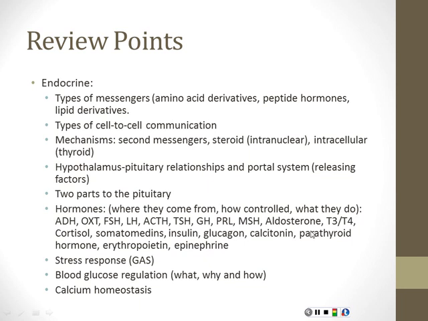Calcium homeostasis is accomplished by calcitonin and parathyroid hormone. Parathyroid hormone increases calcium levels, calcitonin decreases them, right? And with calcium homeostasis, there's this little added complexity in the fact that the bones are involved. So calcium can be released from bones, calcium can be stored in bones. So when you look at that, be sure you include that bone piece.